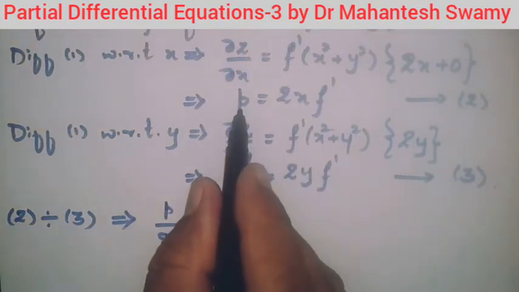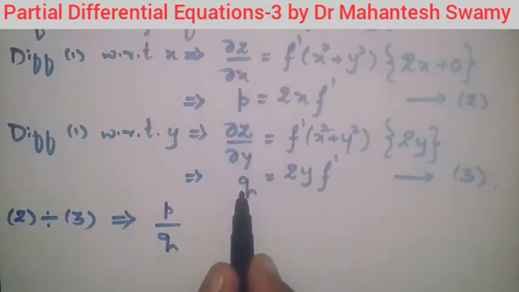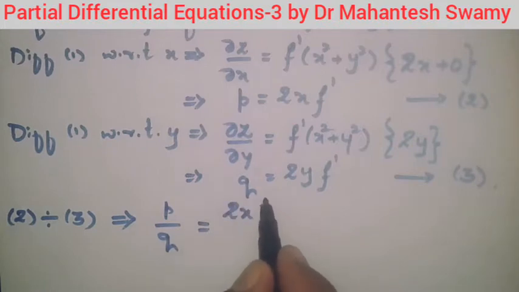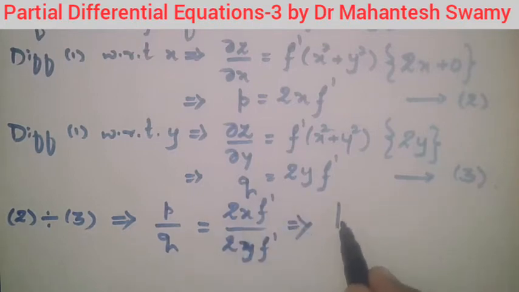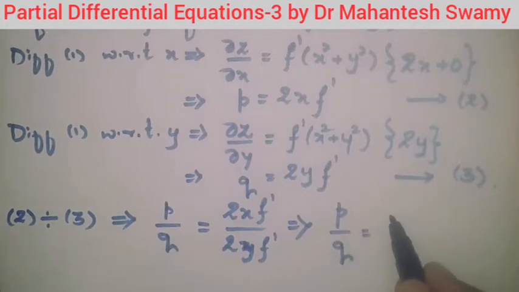P, the LHS of equation 2, that is divided by LHS of equation 3, that is Q, and on RHS it is 2x f dash, the RHS of equation 2. The RHS of equation 3 is 2y f dash. In the next step, 2 cancel, f dash cancel. So therefore P by Q as it is on LHS, whereas on RHS it is x by y.